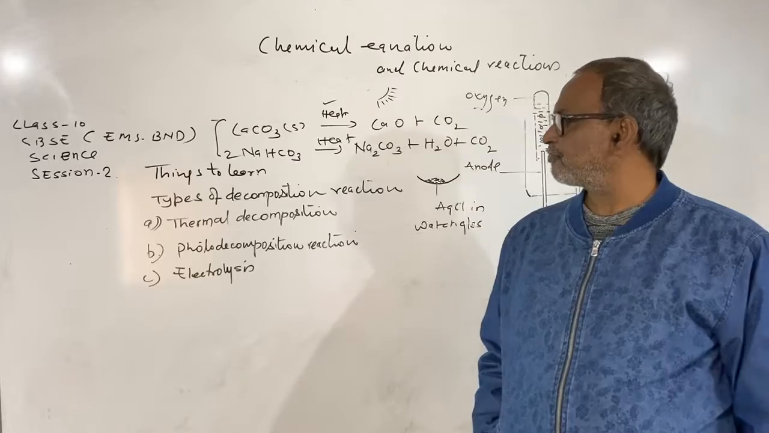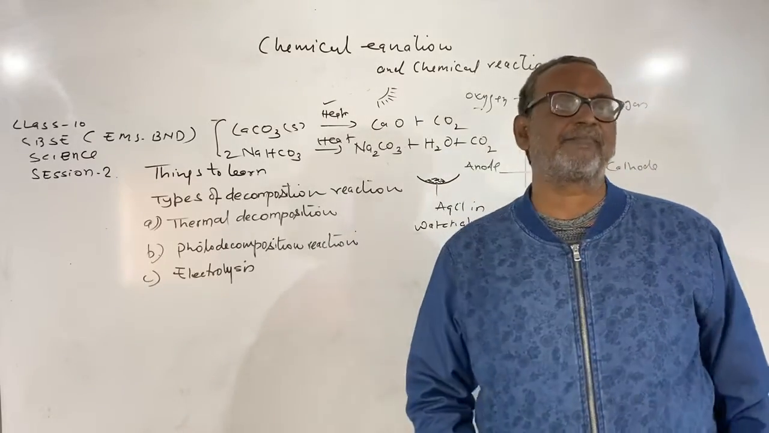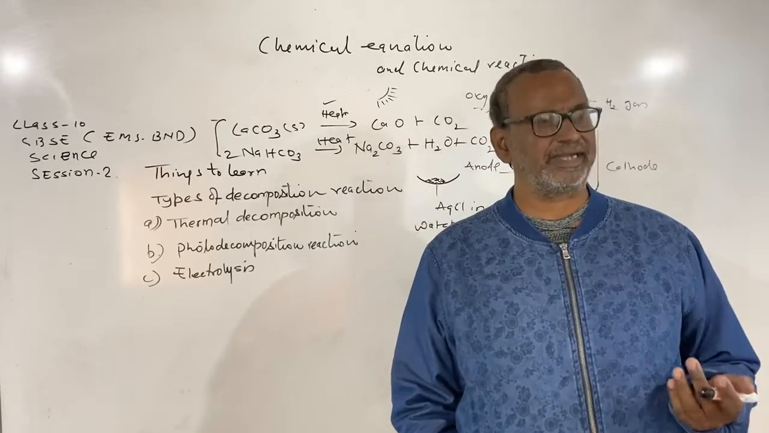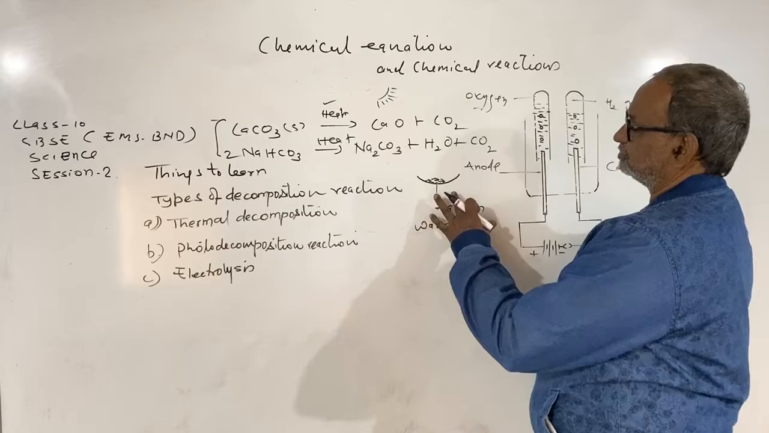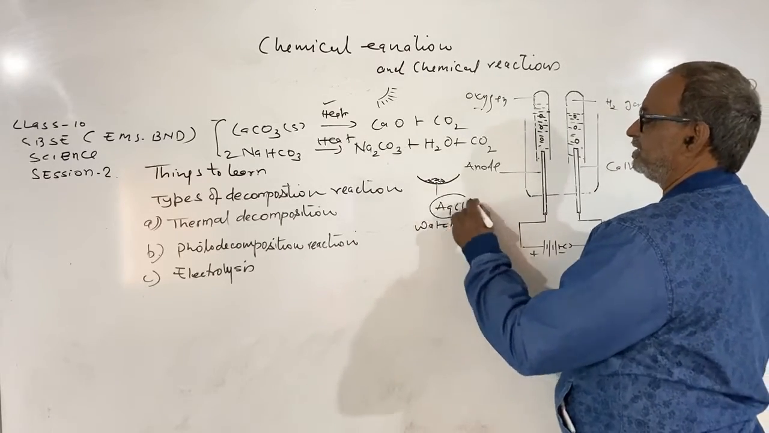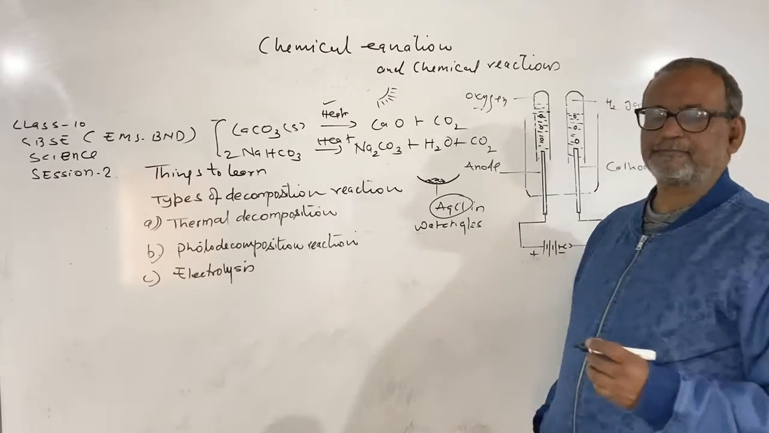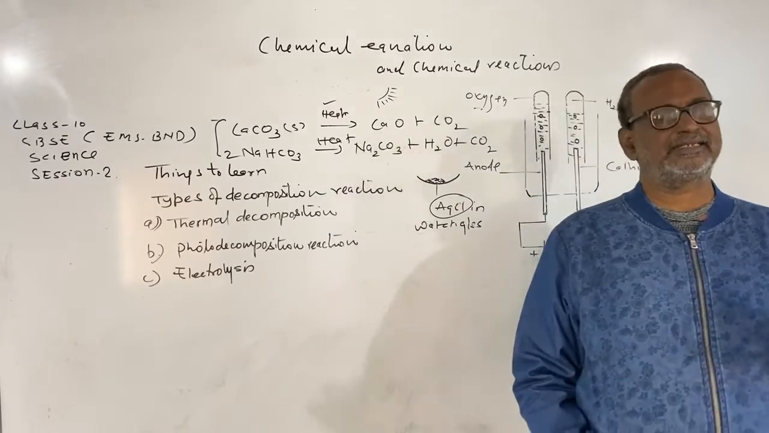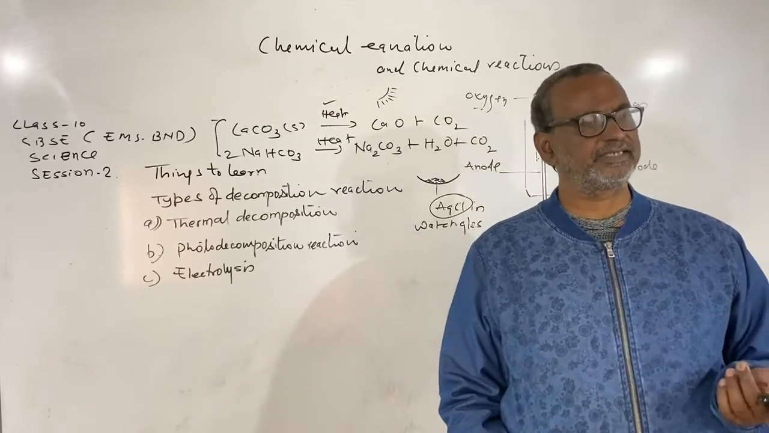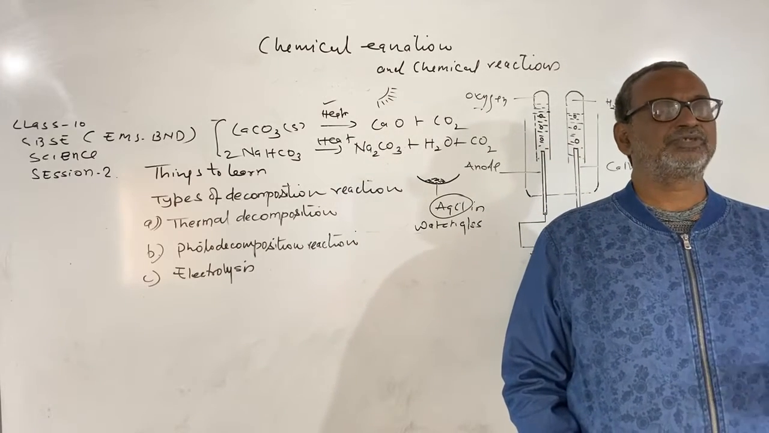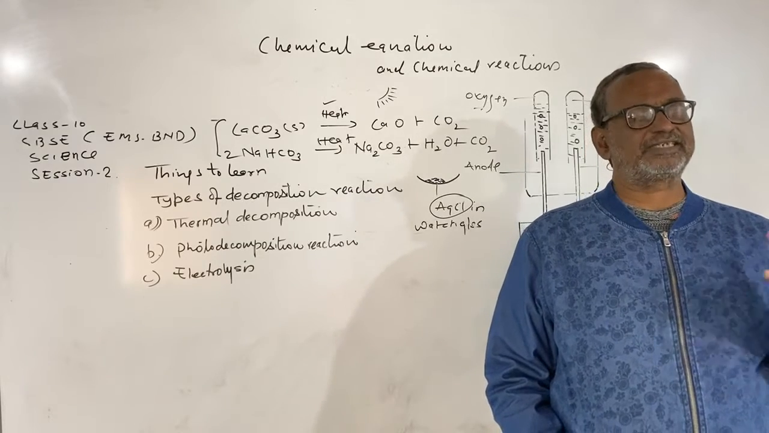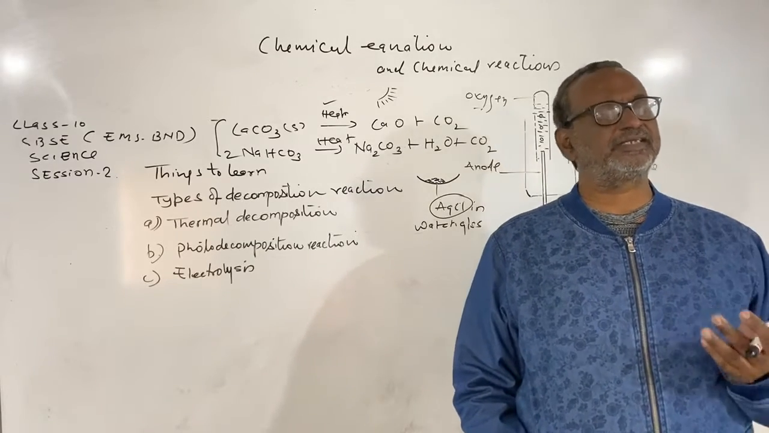Now let's see what happens when some compounds are exposed to light, exposed to sunlight. In a watch glass, some silver chloride is taken, and this watch glass is kept outside in the presence of sunlight. Silver chloride is white solid which turns grayish after some time when it is exposed to sunlight.